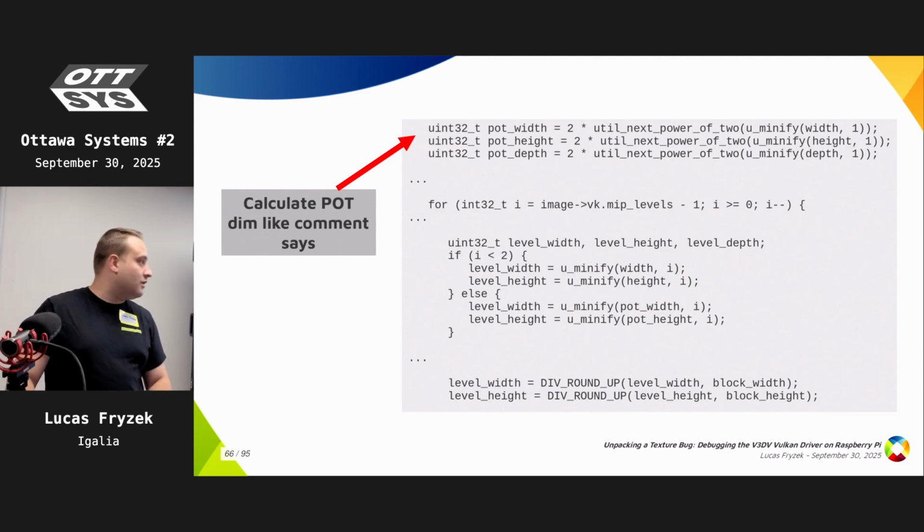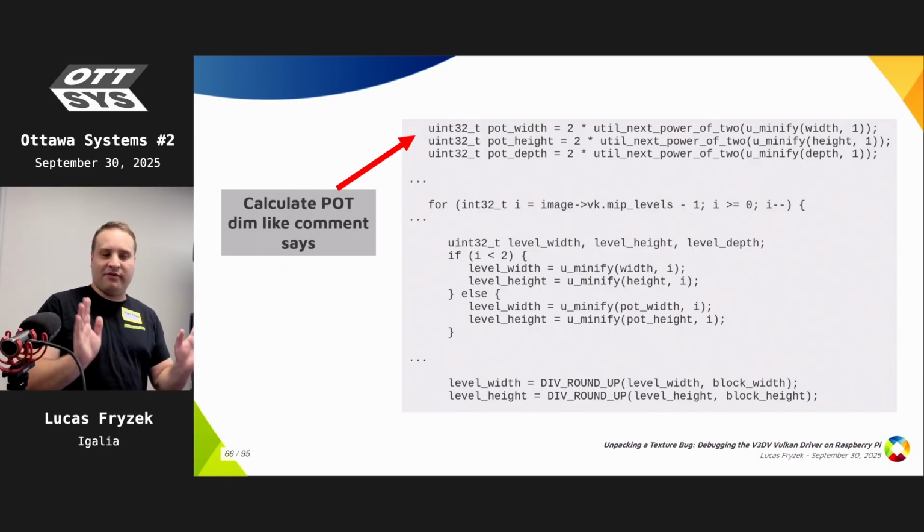It's going to take the original width or height of the image, and it's going to get the level 1 dimension. Then it's going to call this other utility called next power of 2. I hope that's pretty obvious what that does, but in case it isn't, it finds the power of 2 that's higher than it. So for example, if you have 48, the next power of 2 would be 64. That's the next power of 2 that's bigger than it.